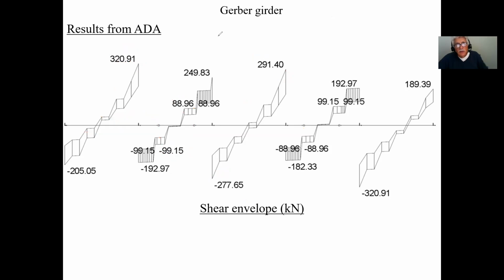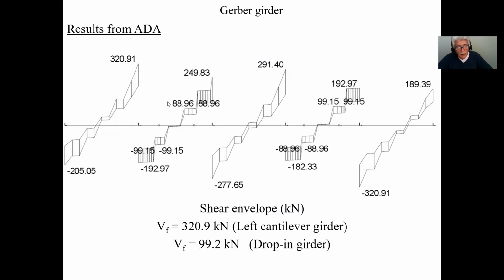So that's what's nice about ADA. It gives me my VF values. So the VF for the left cantilever is 329.9. See, I even dropped the 0.1, anti-gutsy, right? And then for the drop, for the suspended beam, I take the higher of the VF, and there it's 99.12. And for the double cantilever, I look for the highest value, and it's 291.4. So these are my VF values.